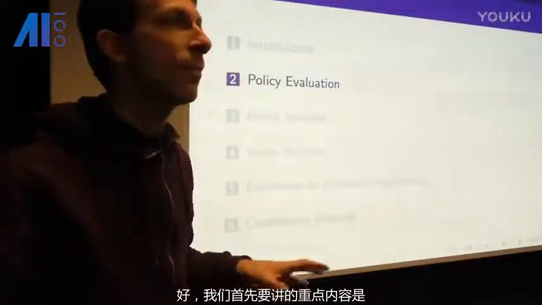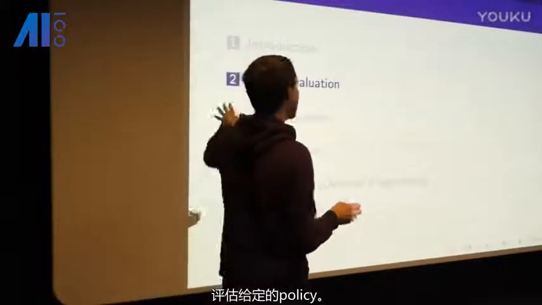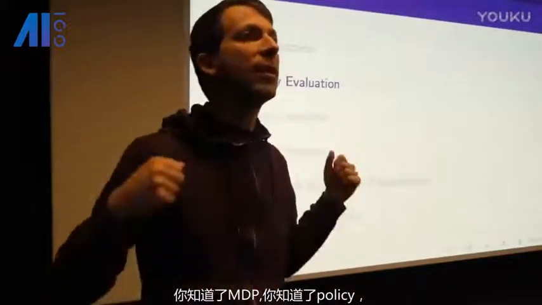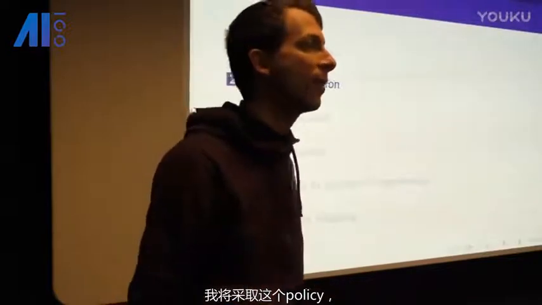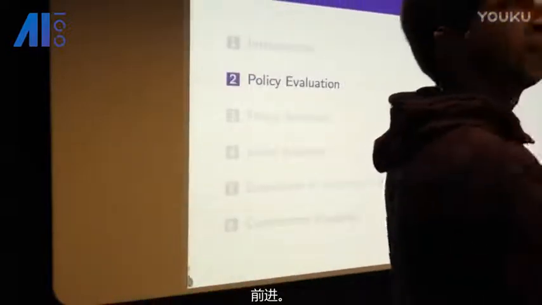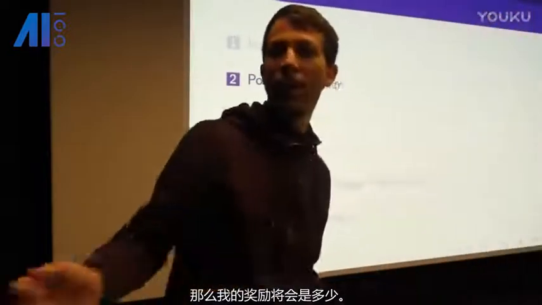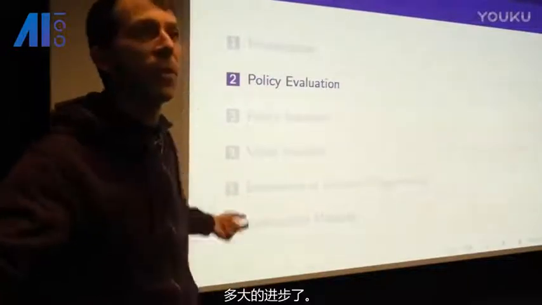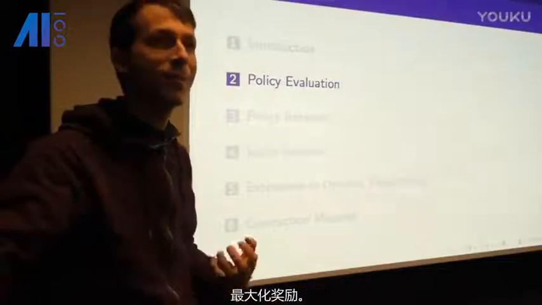Okay, so let's start with the first key component, which is trying to evaluate a given policy. So this is that case. Someone tells you the MDP. They tell you the policy. Now, I'm going to wander around this policy. I'm always going to go straight ahead. How much reward am I going to get? And then we'll move on, and we'll see how that helps us make progress towards the problem we really care about, which is maximizing reward.